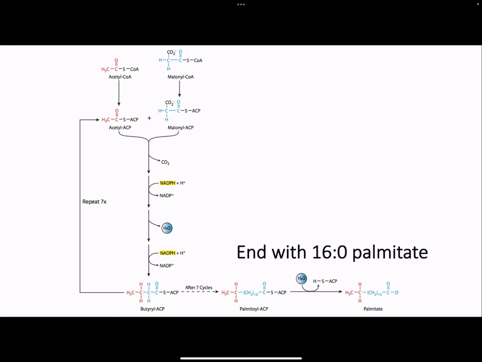I'm not even really going to go through all of this, but we have an acetyl-CoA and a malonyl-CoA, and repeat 7 times, right? Why repeat 7 times? Because we're making a palmitate, and we're starting off with 2. So if taking 16, 14, 12, 10, 8, 6, 4, 2, right? That's only 7 cycles.